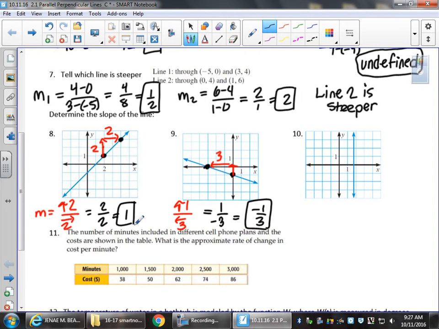It's an increasing line. So look, if I have an increasing line and I get a negative slope, what should that tell me? You did something wrong. Or here, if I got a decreasing line but I get a positive result, something is wrong. How about number 10? Undefined.